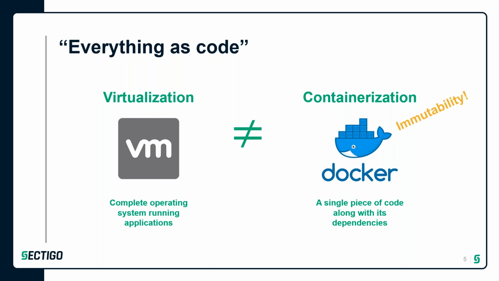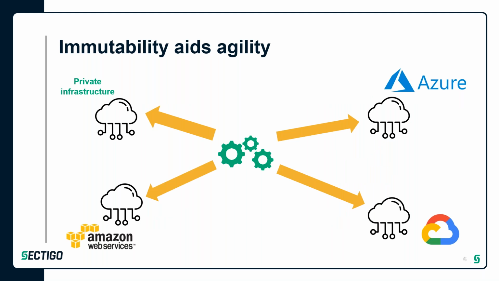Well, immutability is sort of like the holy grail at the end of that. Containerization itself won't give you immutability. Immutability is when everything about your release cycle is completely codified, so that you don't have any configuration changes done manually. Every single release is a completely automated release.